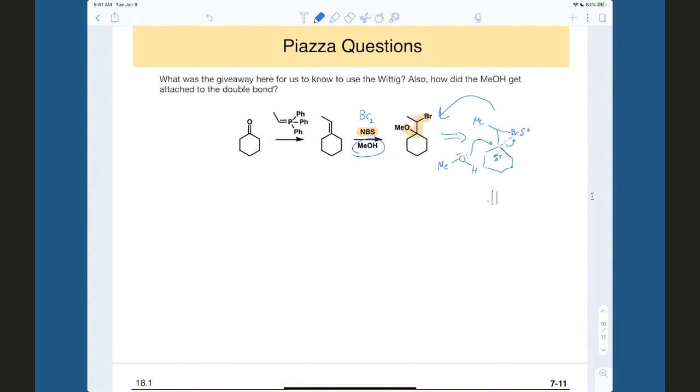So this naturally comes back to a double bond intermediate. And since you needed this intermediate, the use of a Wittig makes sense here.